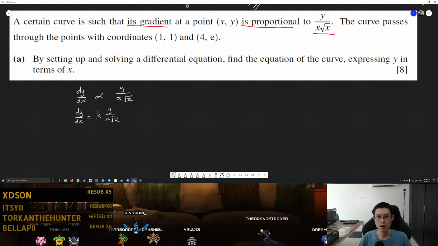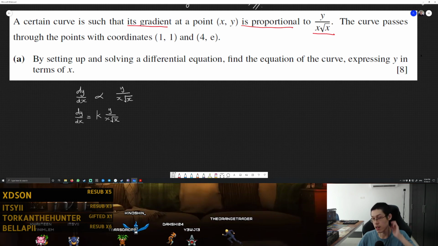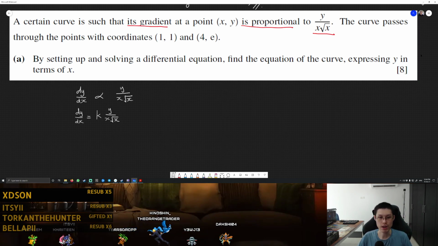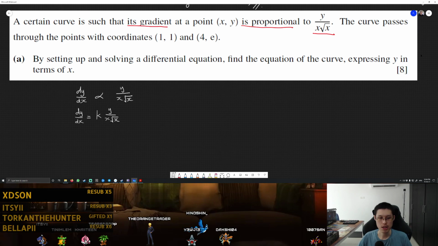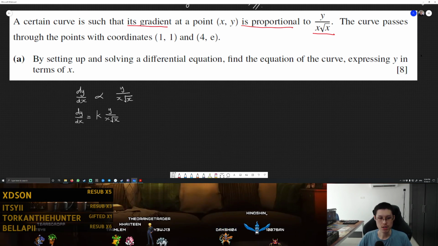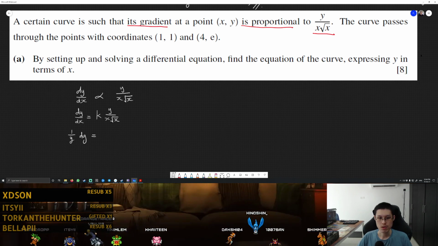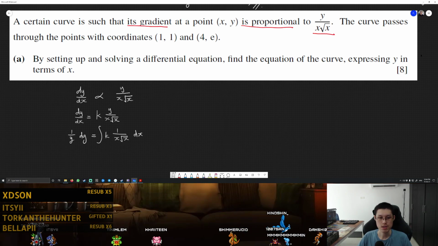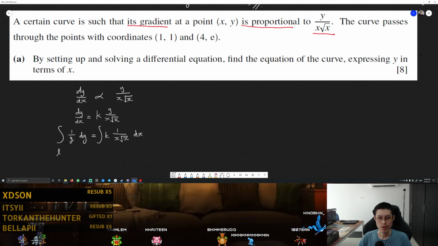So now that we have found our differential equation, we can solve it. But notice that now we have an additional unknown k. And then once you integrate it, you would have two unknowns, k and c, in addition to y and x. But it's fine, okay? So first we're gonna move all the x's to one side, all the y's to the other side. So we have 1 over y dy equals k times 1 over x root x dx, and then we're gonna integrate both sides. On the left side, it's fairly straightforward. We just get ln modulus of y.